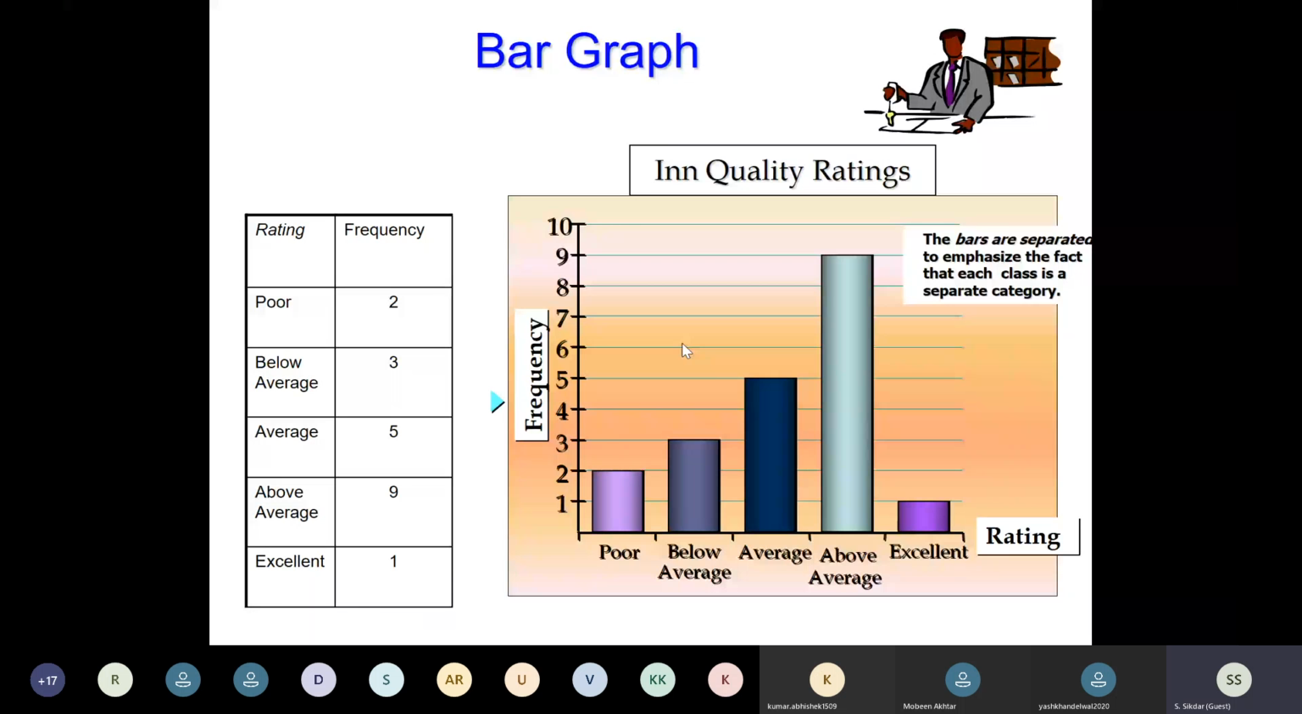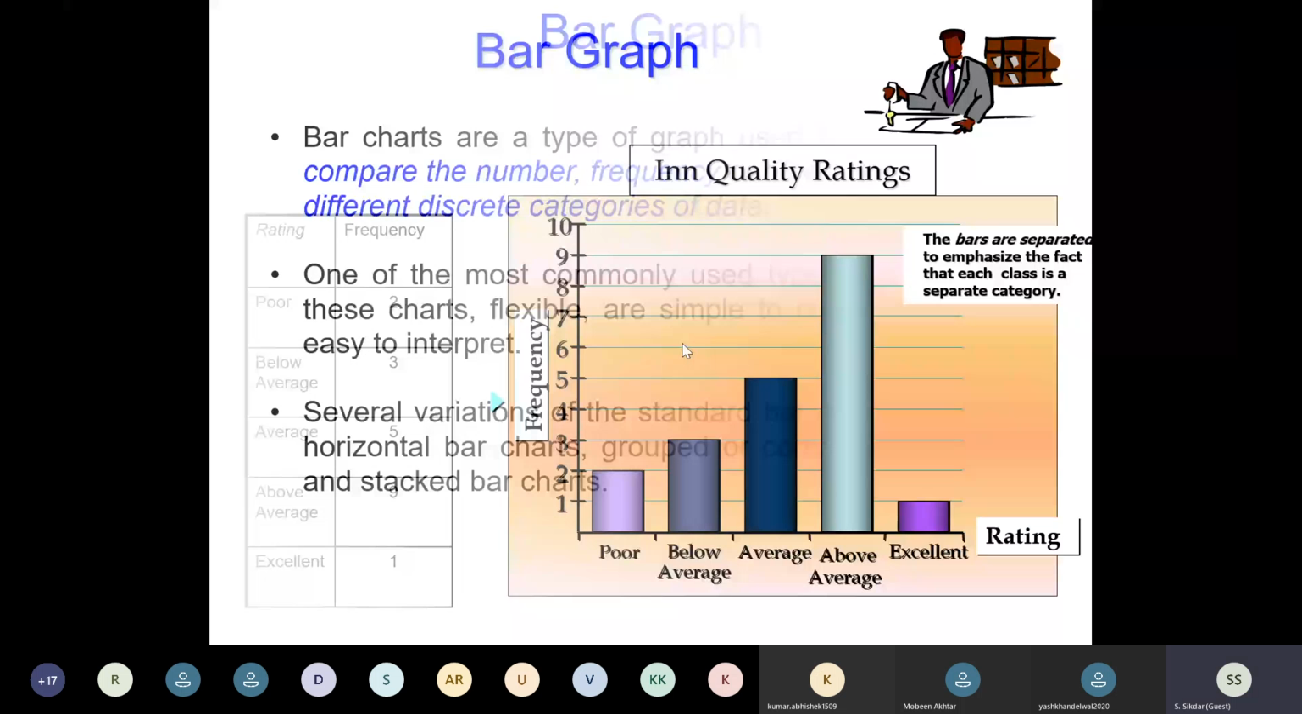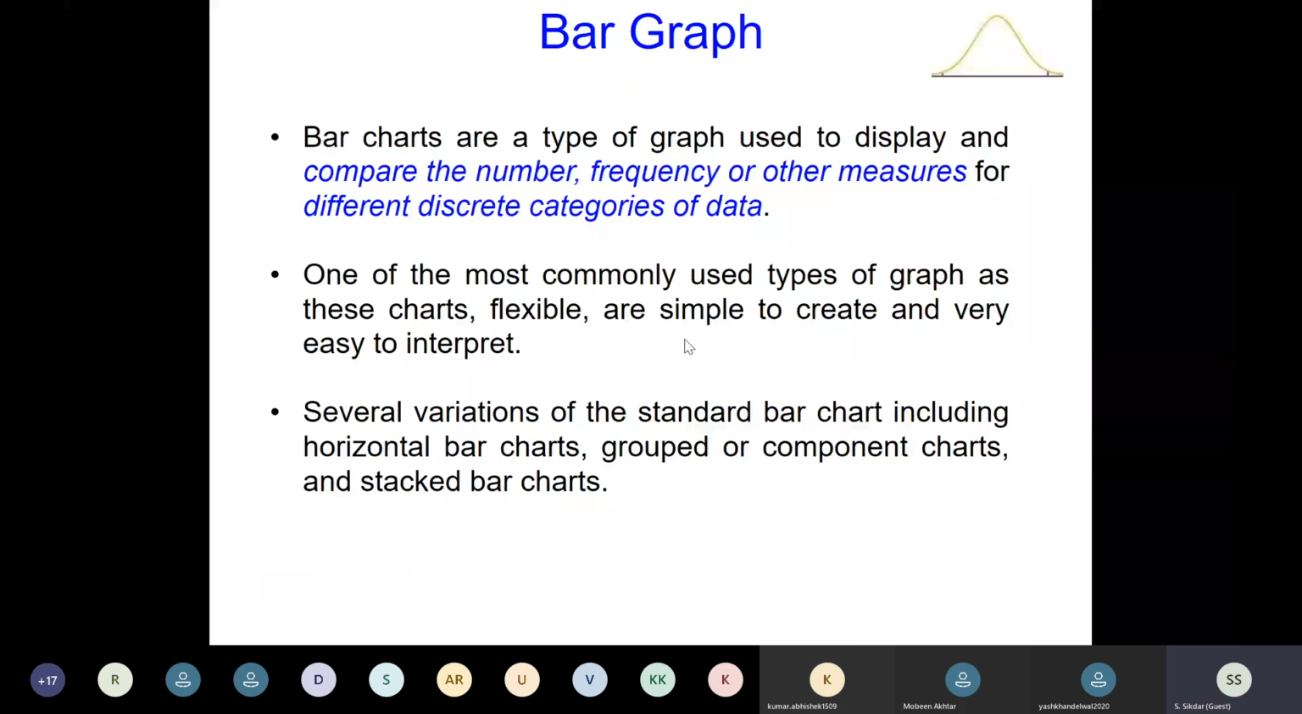Now, a bar chart is a type of graph used to display and compare the number, frequency, or other measures for different discrete categories of data. It is one of the most commonly used types of graph, and it is flexible and simple to create. There are several variations of the standard bar chart, including horizontal bar charts and grouped bar charts.